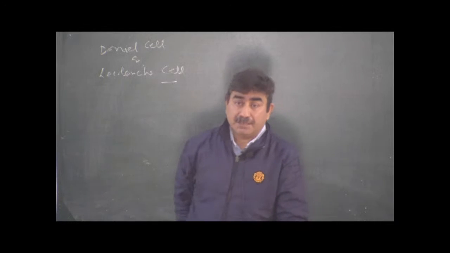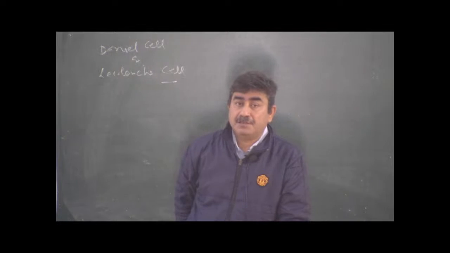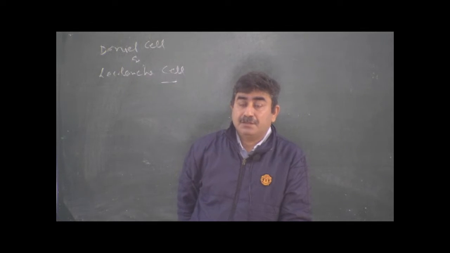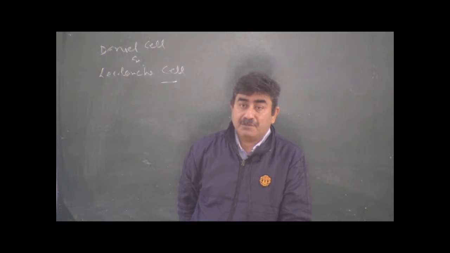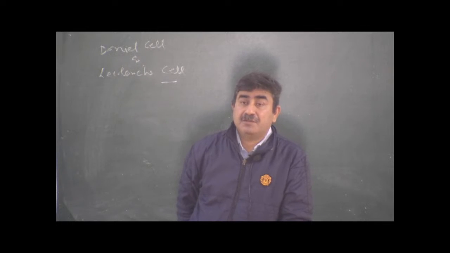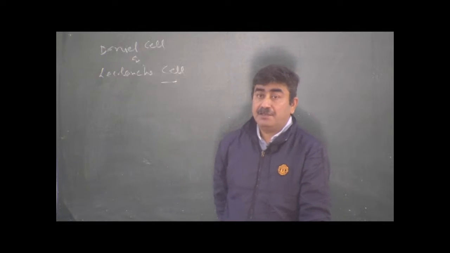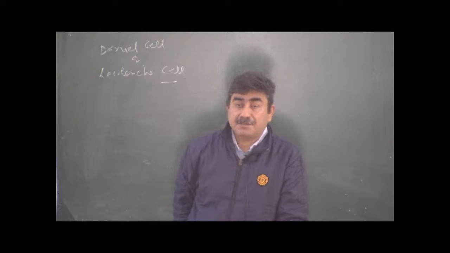Then dry cell. Dry cell is a portable form of the Leclanché cell. The general components of dry cell are almost the same. That is, the positive electrode is made of carbon rod and the negative electrode is the zinc vessel itself. They can be of any size as per our requirement, and they are used in electric bells, torches, transistors, etc.